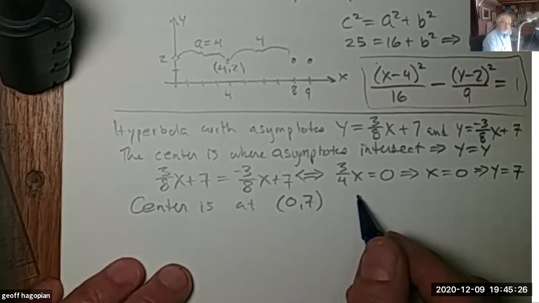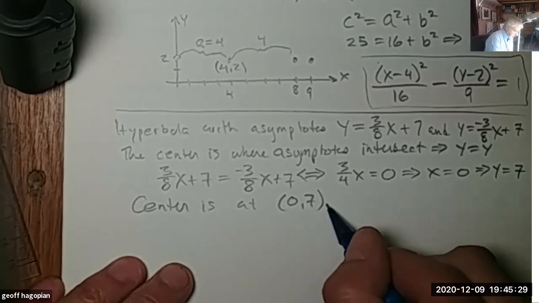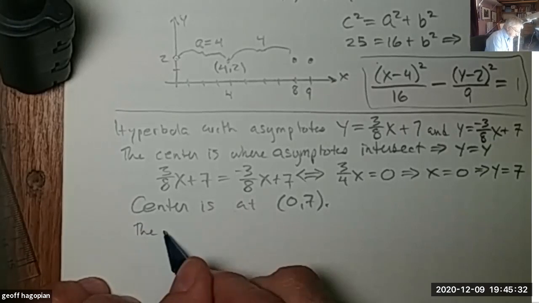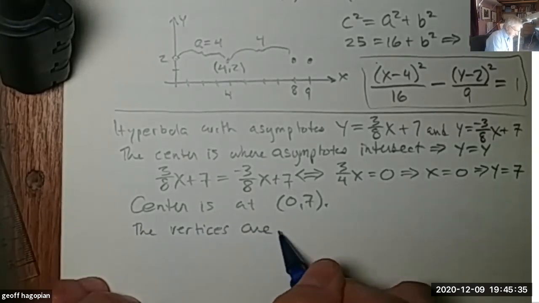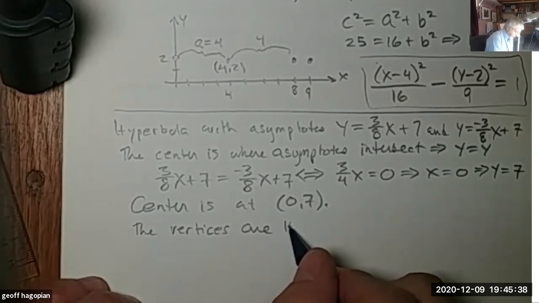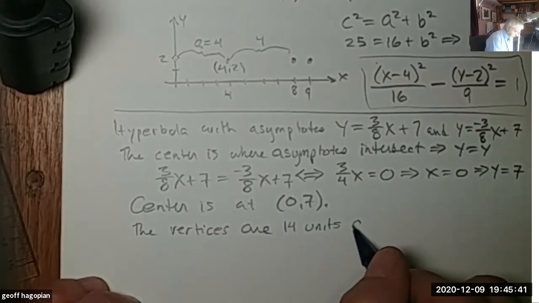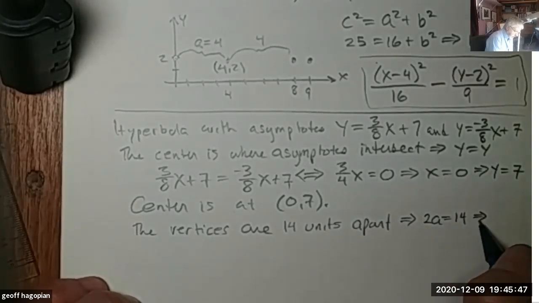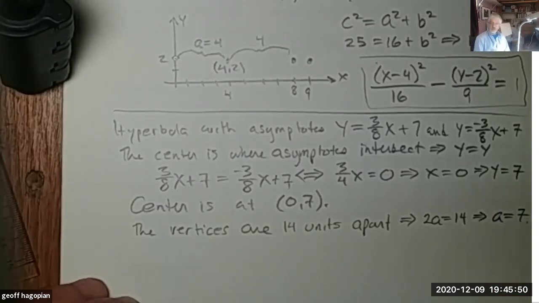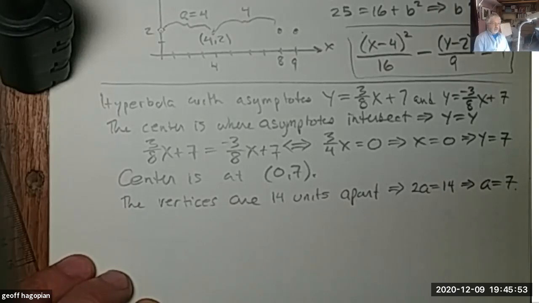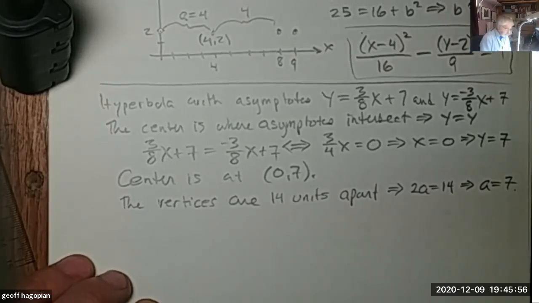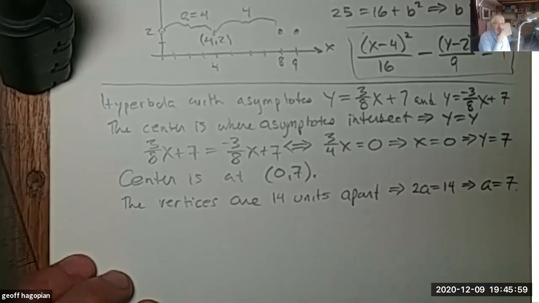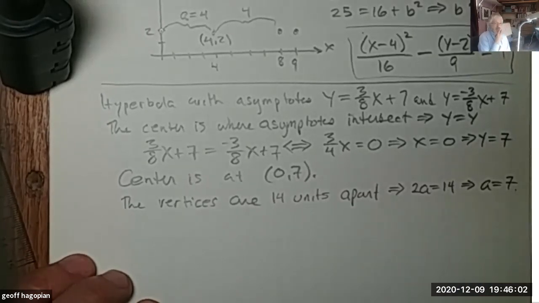What else do they tell us? The vertices are 14 units apart. Well, that's the transverse axis distance, right? 14 units apart. That implies that 2a equals 14, which implies that a equals 7. 7 is a recurring theme in this problem. Find the distance from the center to the focus. Okay, so we know that the vertices, they misspelled vertices. Jeez, that's pretty bad.